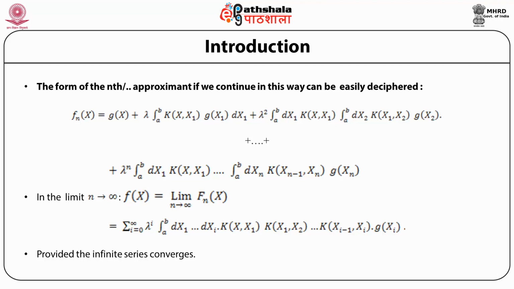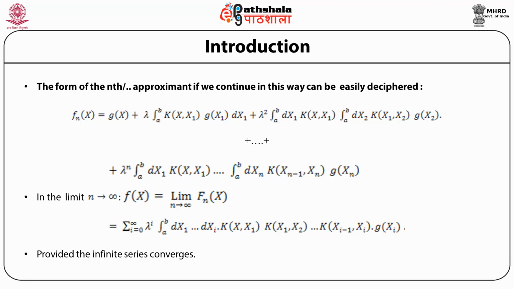If we continue this, the nth term is obviously lambda to the power n times a product of integrals. The integrals in this product are, for example, the integral from a to b dx1 of k(x, x1), continuing until the last integral, over dxn between the limits a to b, of the kernel k(x_{n-1}, xn) multiplied by the function g(xn).